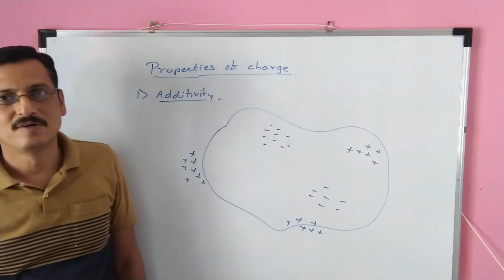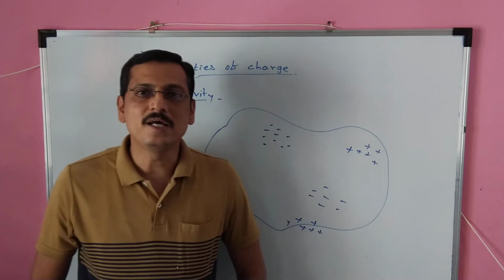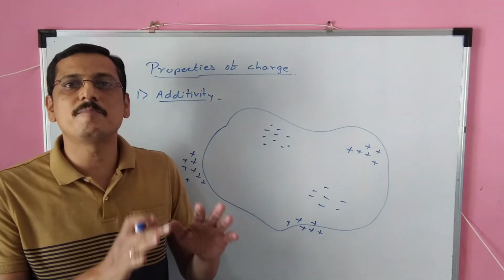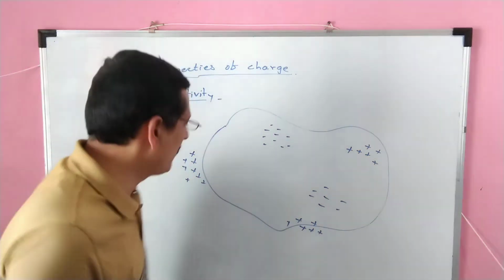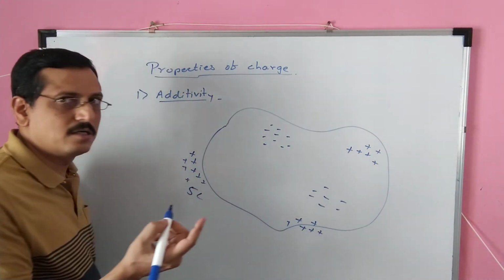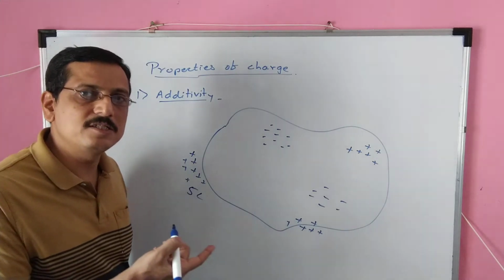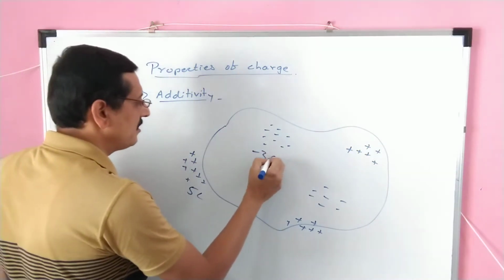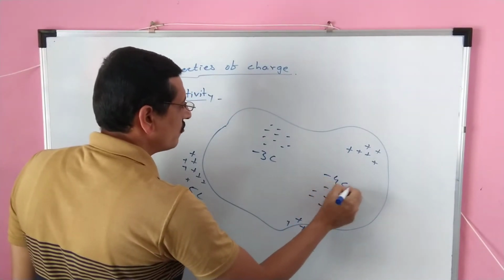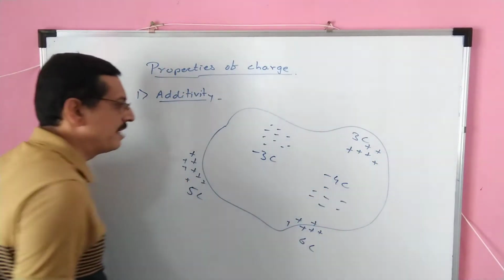See how simple it is. The total charge on the body is the algebraic sum of the charges present on different parts of the body. Say for example, here there is 5 coulomb charge. I hope you remember the unit of charge is coulomb. Here it is -3 coulomb. Here it is 6 coulomb. Here it is -4 coulomb. Here it is 3 coulomb, like this.